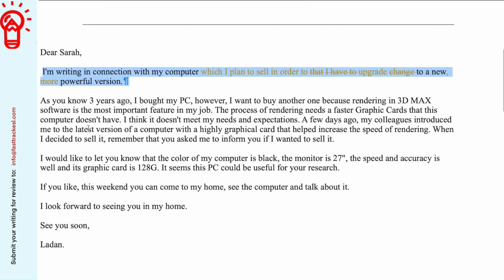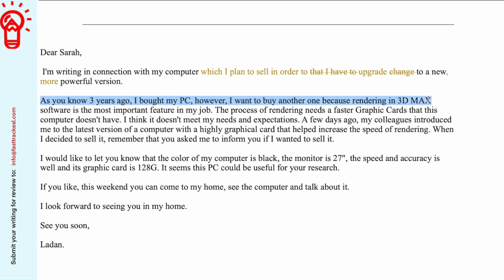Okay, moving on to the background paragraph. As you know, 3 years ago, I bought my PC. However, I want to buy another one because rendering in 3D Max software is the most important feature in my job. Okay, great. So there's no need for a personal introduction. You're writing to your friend. So we have as you know. So that's a good expression if you think that the other person definitely knows, but you might not be really sure that this person knows this information. So you could say something like, as you probably know, right? Or as you may be aware. I'm going to go with probably, right?